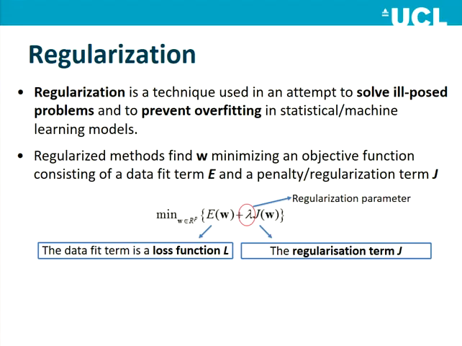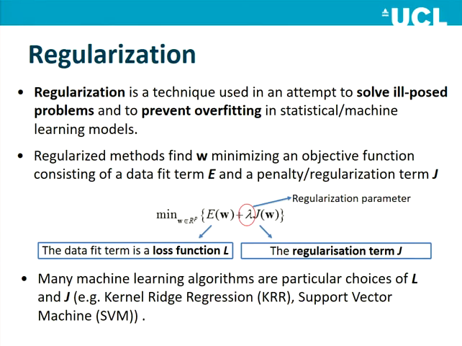But what I want to say is that most of the many machine learning algorithms that we used are particular choices of loss functions and regularization terms. To give some intuition, regularization should correspond to some prior. You have to constrain the problem.